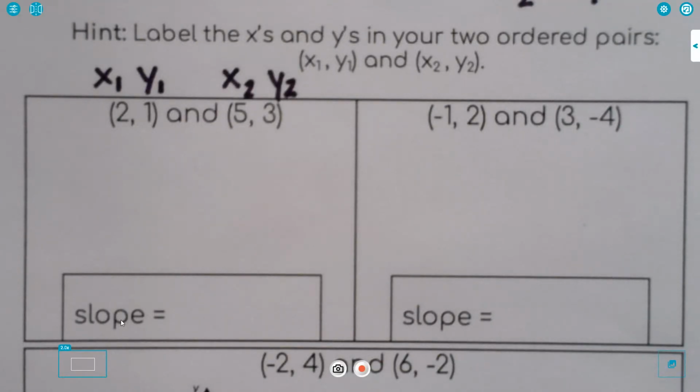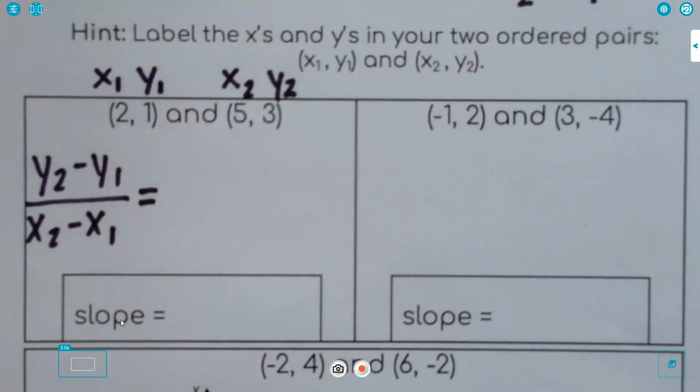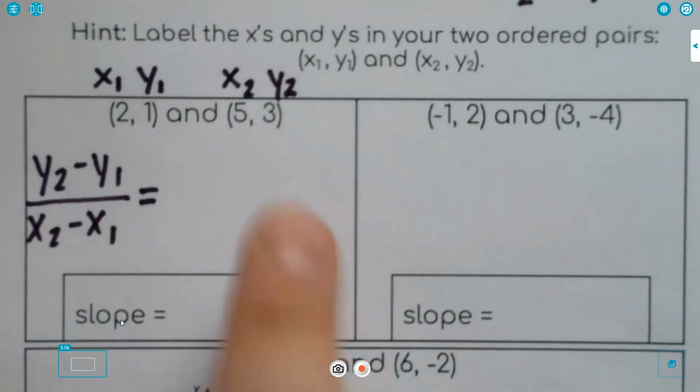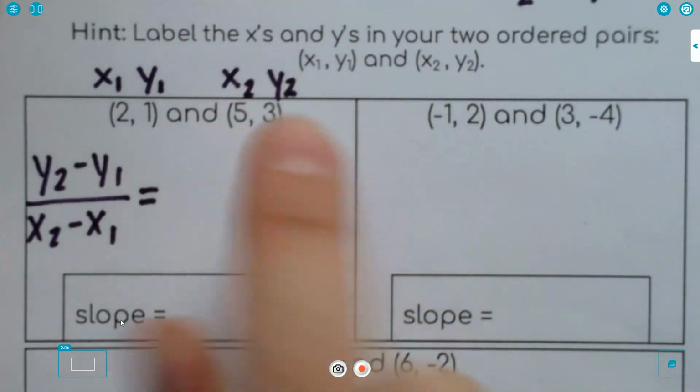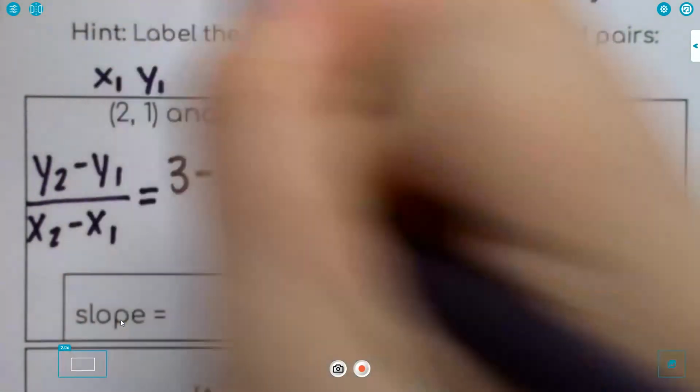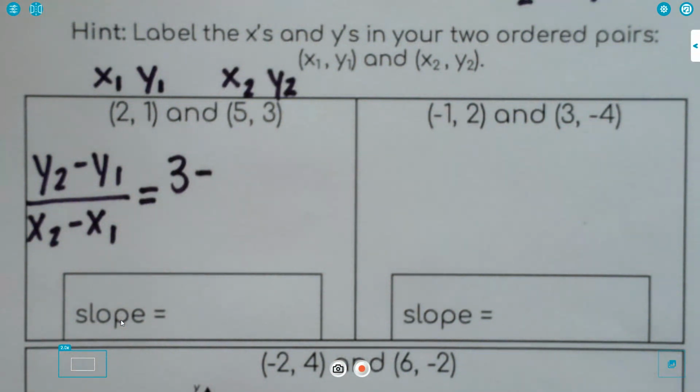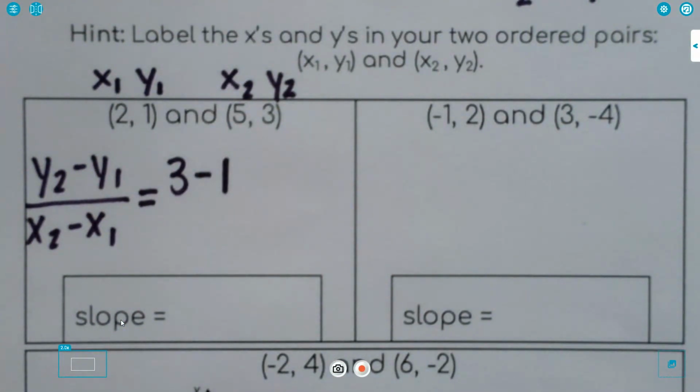Okay, so then we are going to plug all 4 of those numbers into our formula. I'm going to rewrite my formula right here just so I have it. y2 minus y1 over x2 minus x1. Okay, what is the y from my second ordered pair? We labeled them. 3. So that's that 3 right there. Y from my second ordered pair is 3. Minus the y from my first ordered pair is 1. So 3 minus 1 is on top.